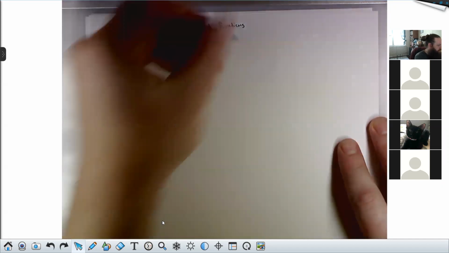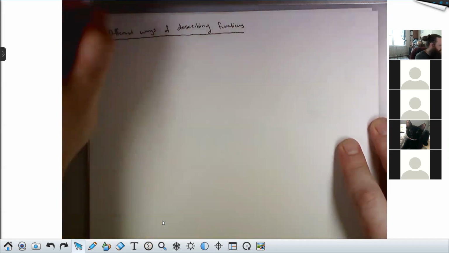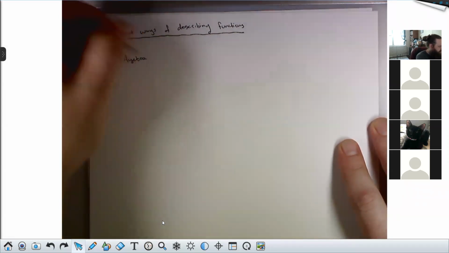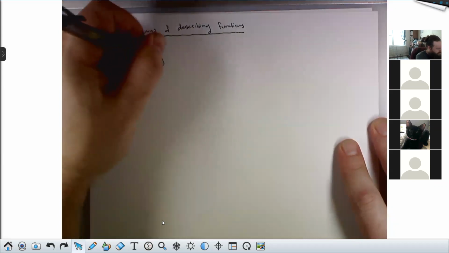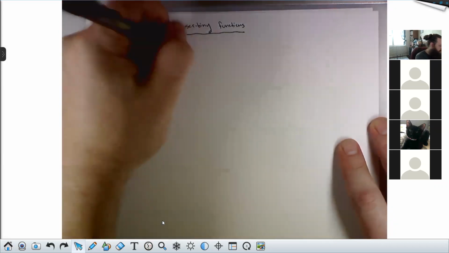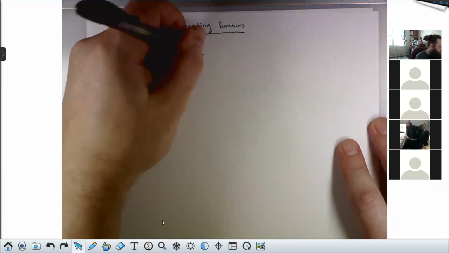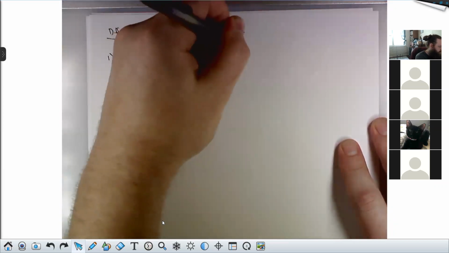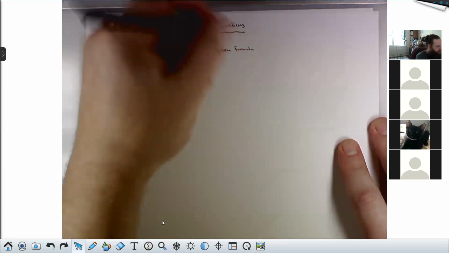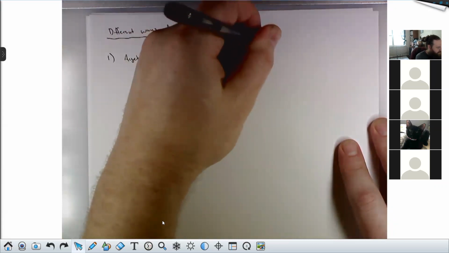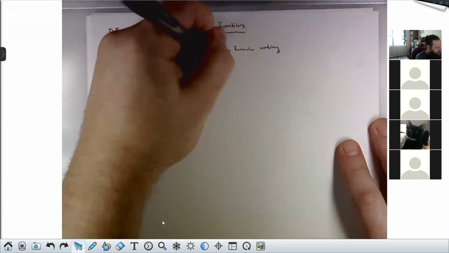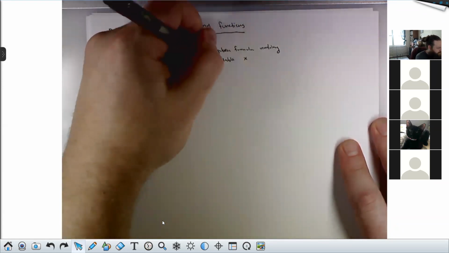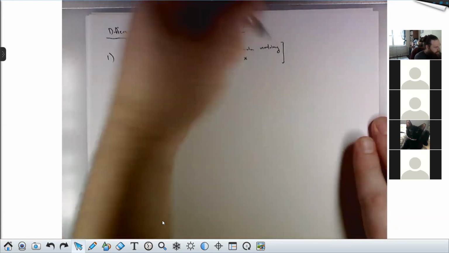All right. So some different ways we can describe functions. The first we just saw is algebraically. This is where you have f of x equals and then some algebra formula involving the variable x. This works fine, and it's what we'll use most of the time.